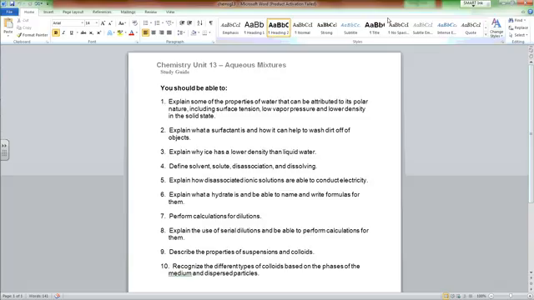Okay, number 6, you should be able to explain what a hydrate is and be able to name and write a formula for a hydrate. So we can define a hydrate as just a molecule that has water molecules associated with it. Those water molecules aren't part of the formula, but they help form the crystalline structure. There will be some problems on the test where you are given a formula and you have to write the name with the hydrate part. So make sure you know your prefixes.